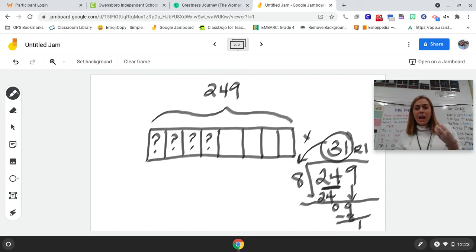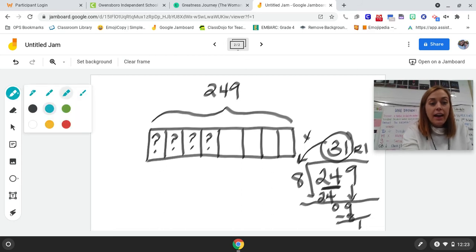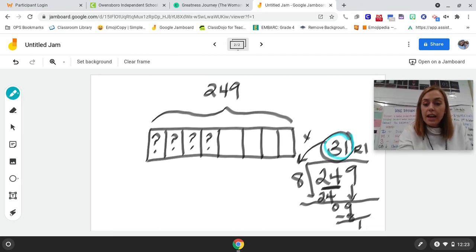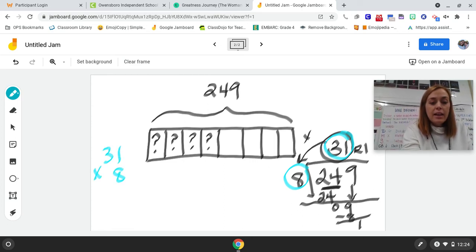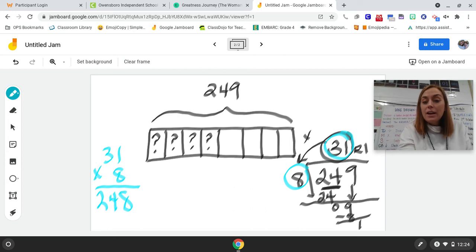Now, I'm not done yet. I want to check my work, so I'm going to take that quotient and multiply it by my divisor. So I'm going to say 31 times 8. 1 times 8 is 8. 3 times 8 is 24. I have to take my remainder and add it. And I get 249, which matches my dividend, so I know I'm right.